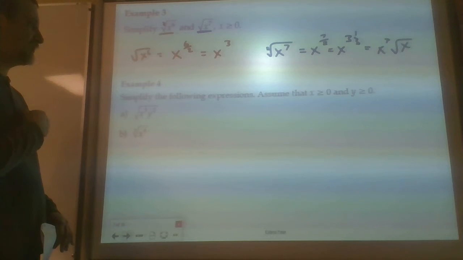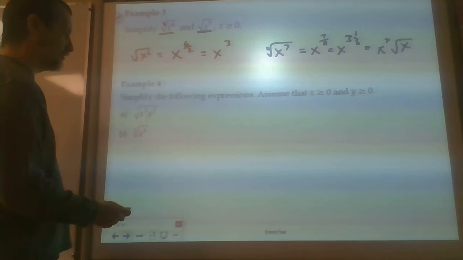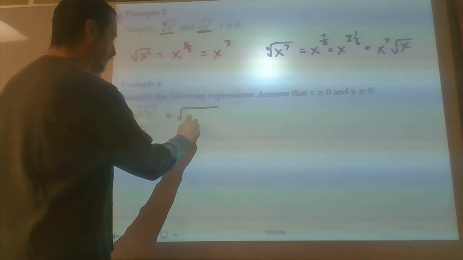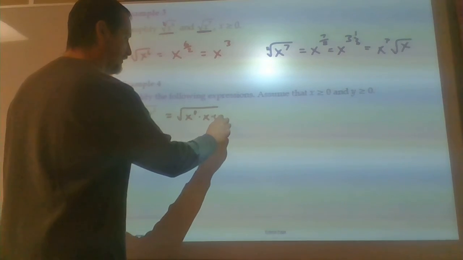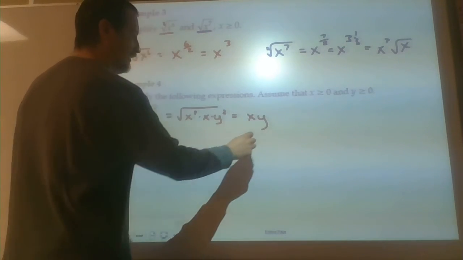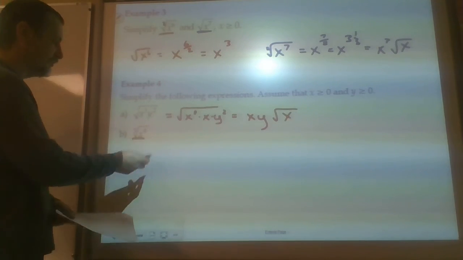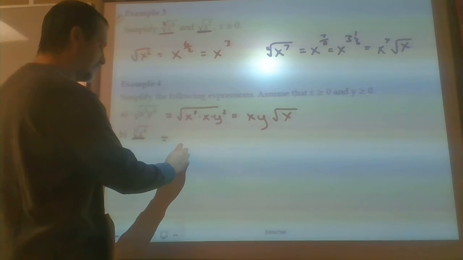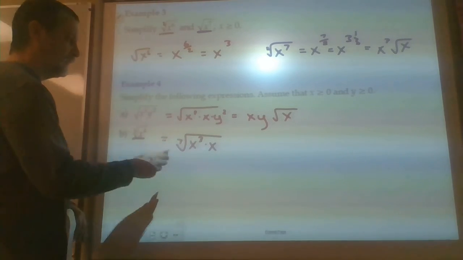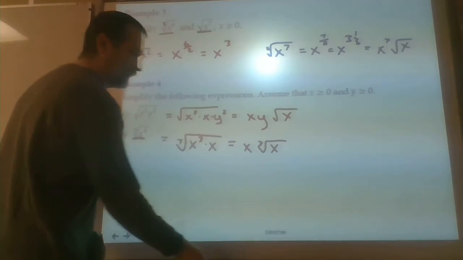Simplify the following expressions. Assume that x is greater than 0, y is greater than 0. So again, I'm not going to spend too much time on this. I'm going to rush through this because we just did a more complex version of this. So this is going to be the square root of x squared times x times y squared, which is going to be x squared is x, y squared is y, and I am left with an x underneath. This is a cube root, so I need multiples of 3, so this is going to be cube root of x cubed times x, which of course is going to give me x times the cube root of x for the final answer.